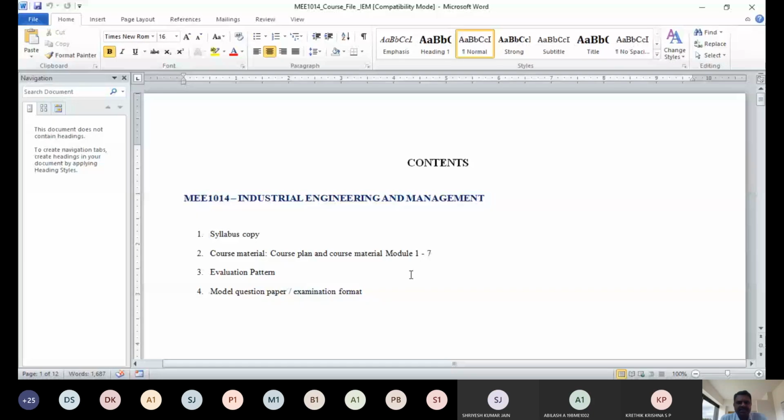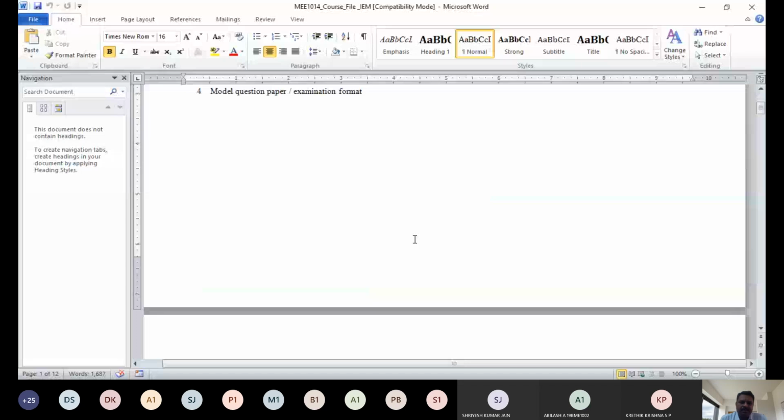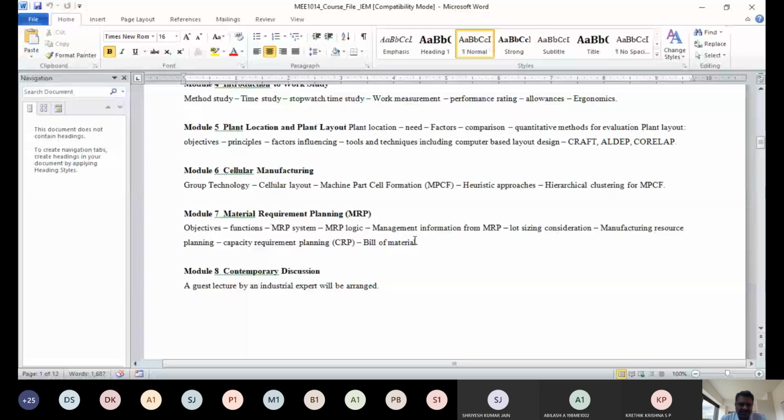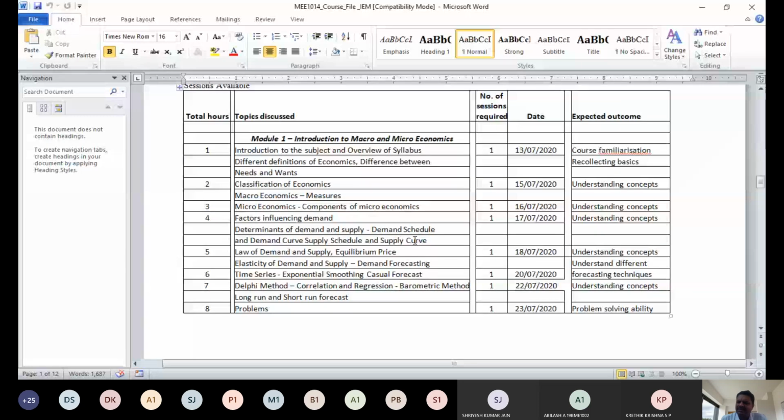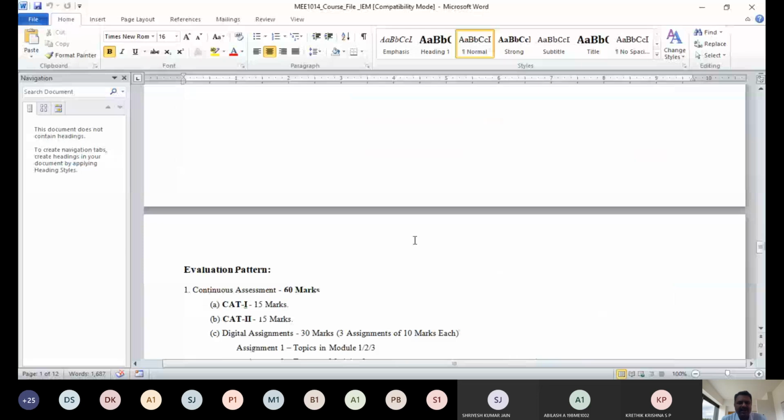I have now projected a Word file. Is it visible to all of you? Yes, sir. Good. So this file gives the syllabus copy, course plan, evaluation pattern, and model question paper. This is the syllabus which I have already projected to you, and this is the lesson plan on lecture 1, lecture 2, what we'll be covering. There will be some variation. It is not exactly one-to-one that we will cover.